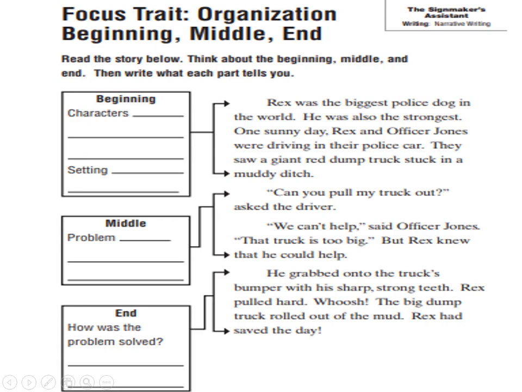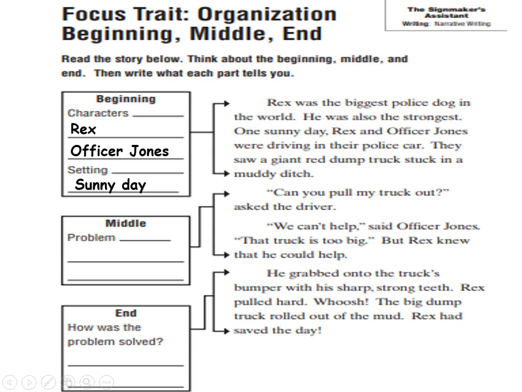So, in the beginning, who are the characters? As you can see, in the beginning, it introduced us to the characters. So, who's the first character that we have met? The dog Rex. And the second character that we met? Officer Jones. So far we know the characters, Rex and Officer Jones. When did it happen or where? On a sunny day.